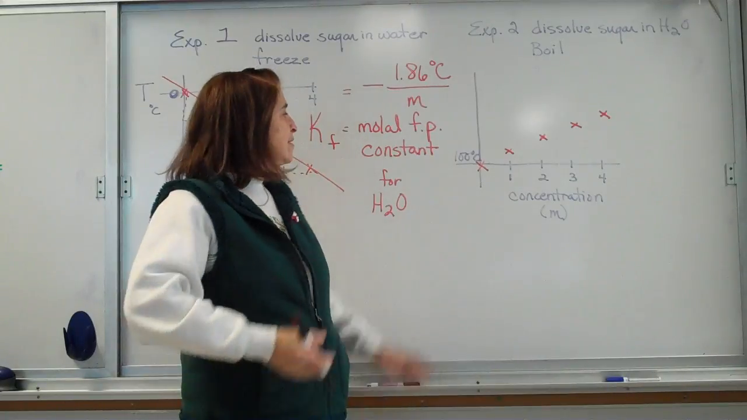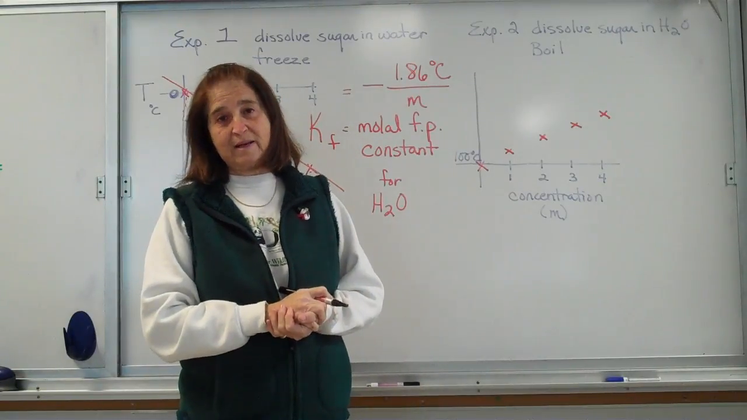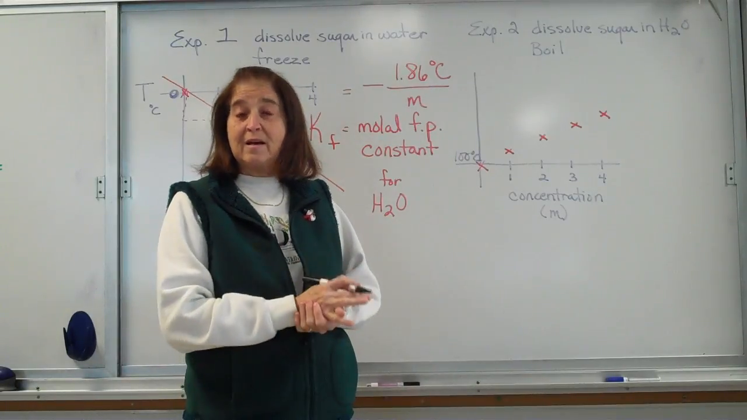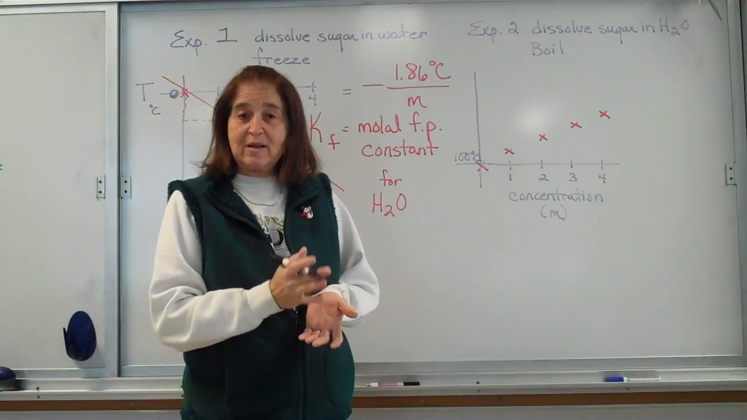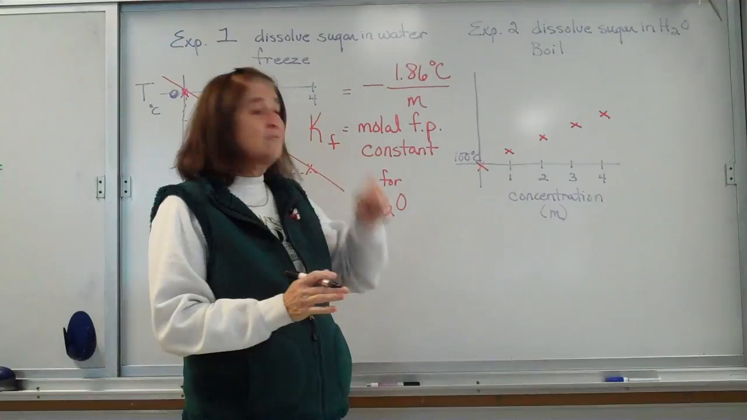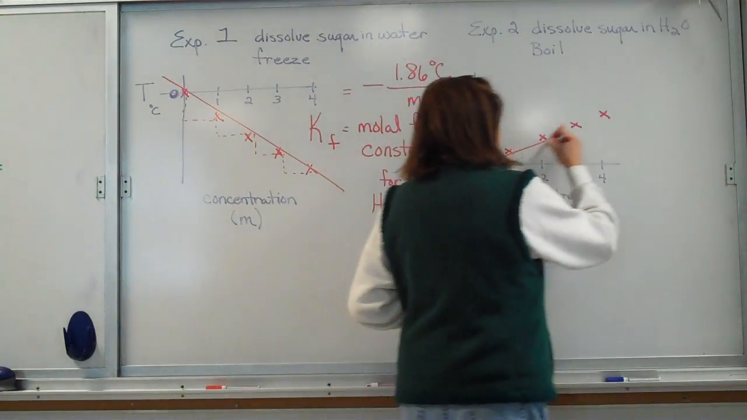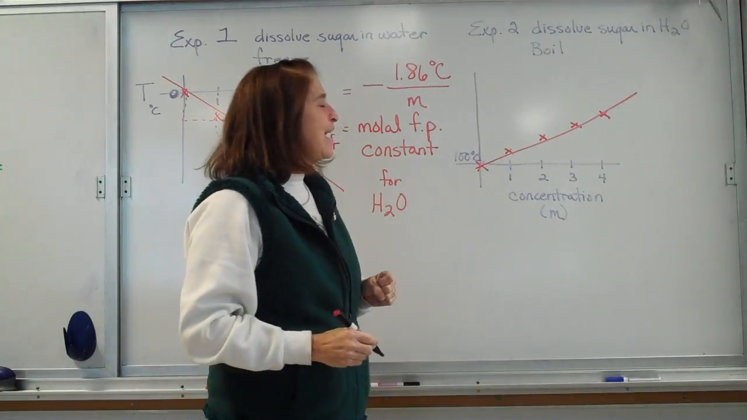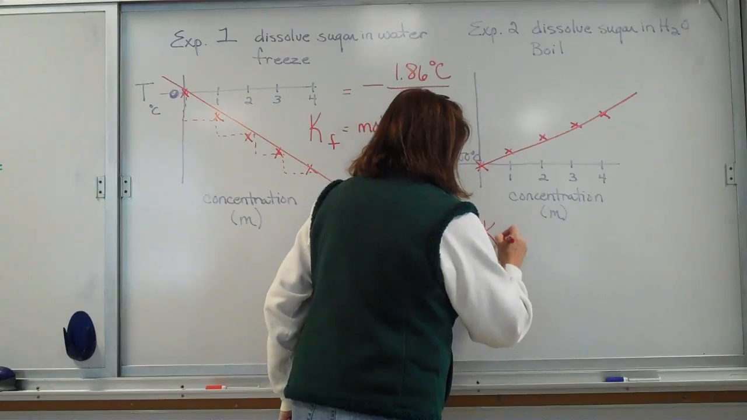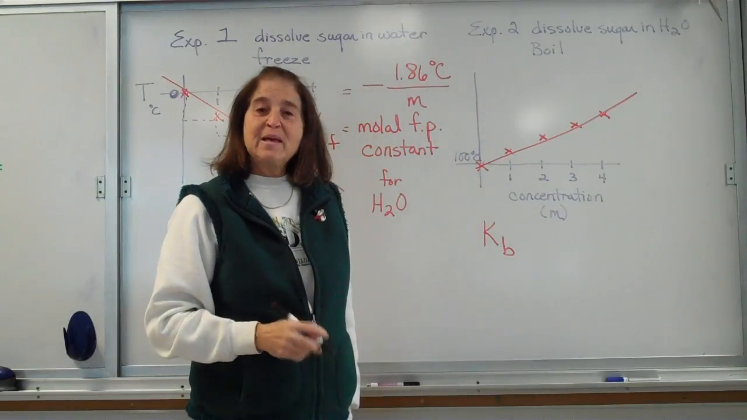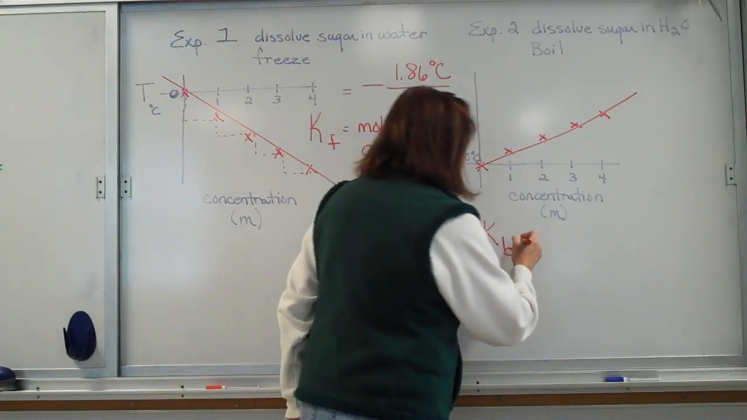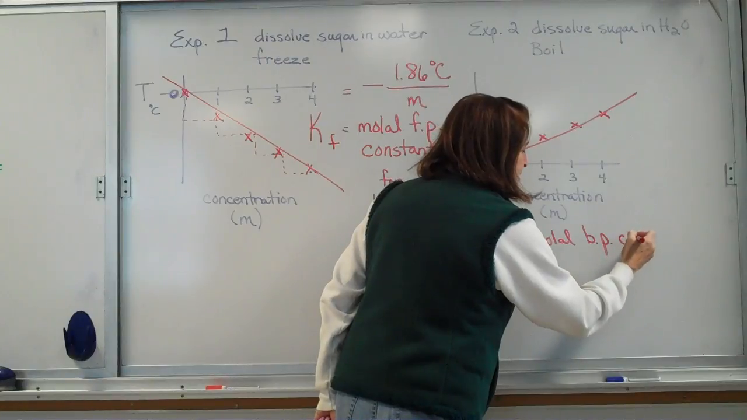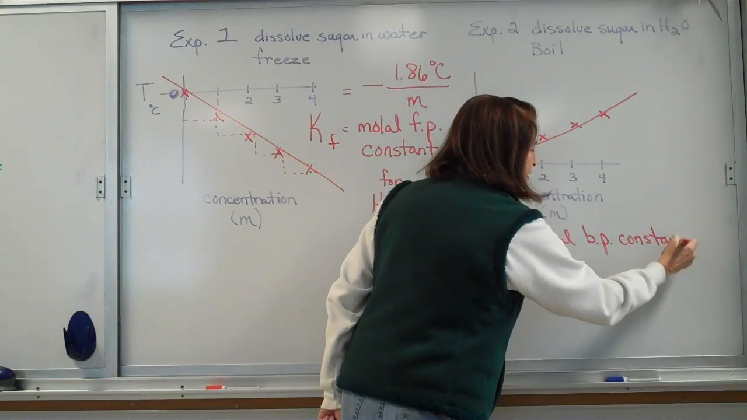Here again, the data points seem to indicate a straight line, and a mathematical analysis shows us that these points do fit a straight line. When you look for the slope here, we have a positive slope, and this slope is going to be called the Kb. The Kb is a constant. The Kb is the molal boiling point constant for water.